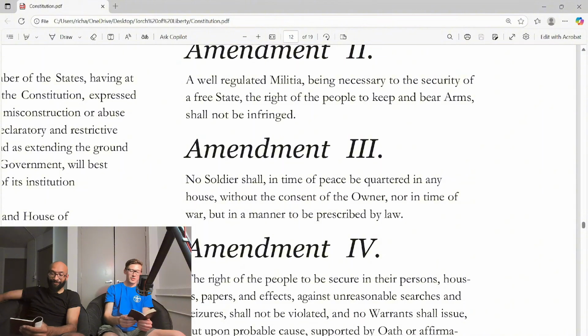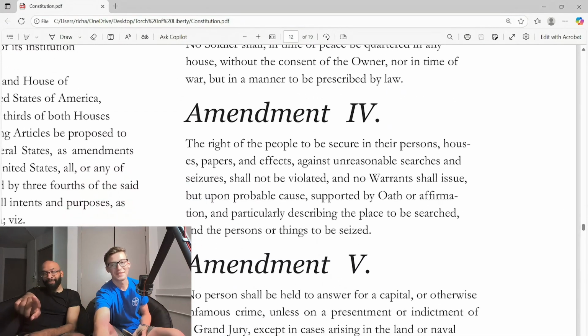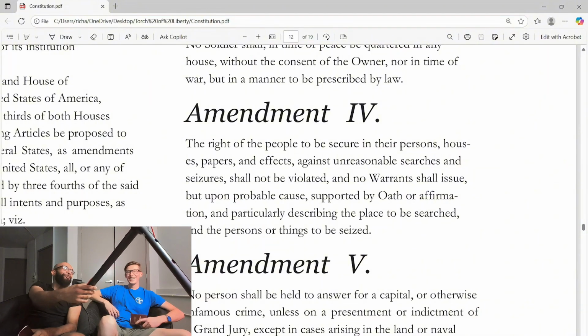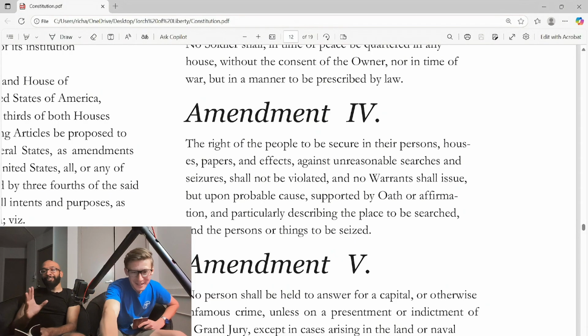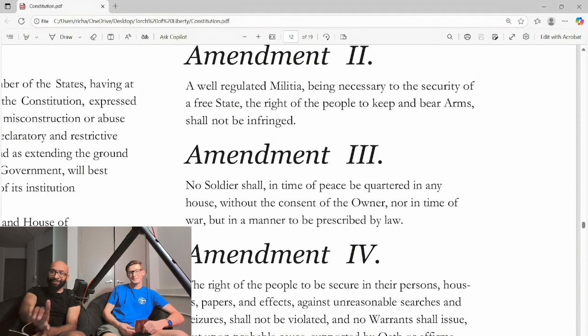Anyways, number 3. No soldier shall, in time of peace, be quartered in any house without the consent of the owner, nor in time of war, but in a manner to be prescribed by law. I just want to point this out because a lot of people don't know this either. When it comes to this amendment, it says that soldiers shall not be quartered in any house without the consent of the owner, nor in time of war, but in the manner to be prescribed by law.